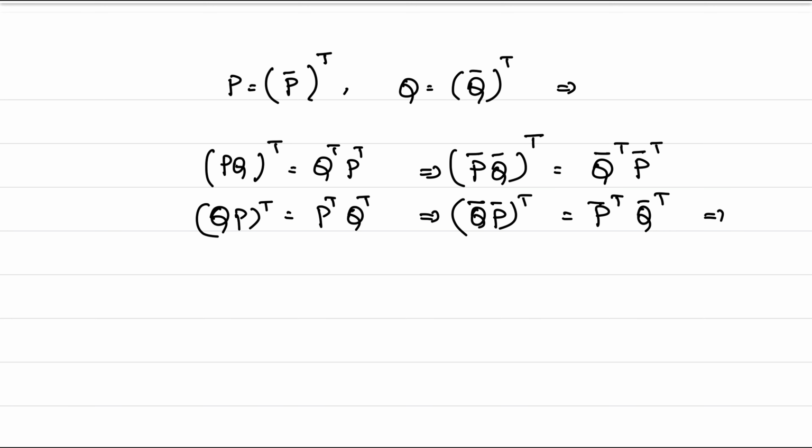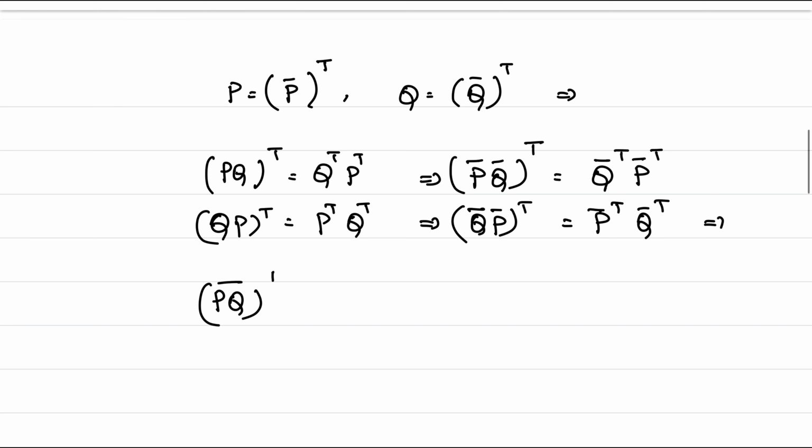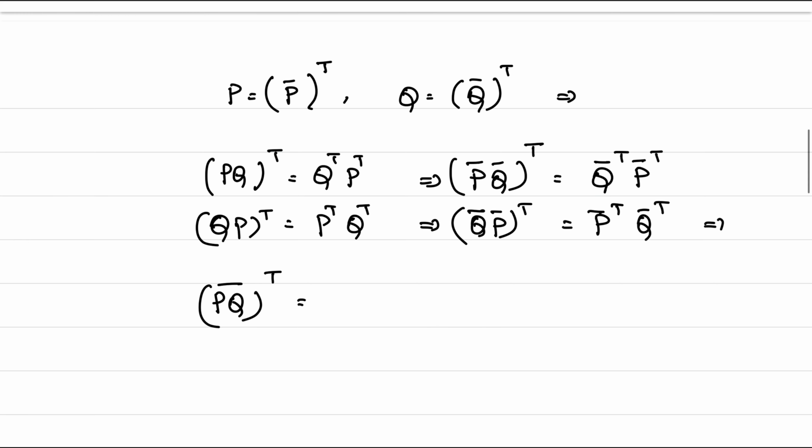That implies PQ conjugate transpose is equal to Q conjugate transpose into P conjugate transpose. PQ conjugate transpose is equal to Q conjugate transpose into P conjugate transpose.